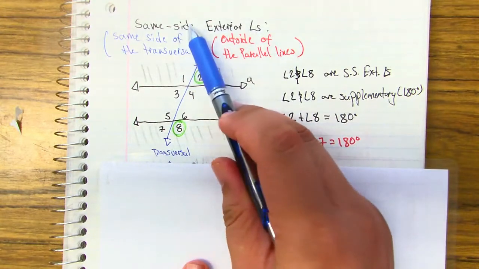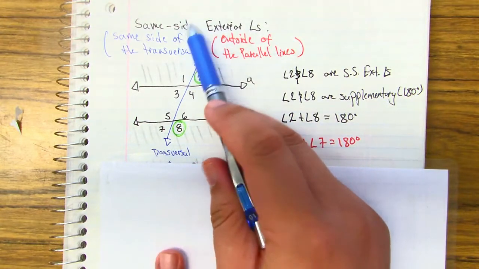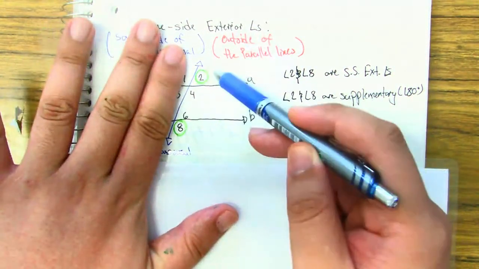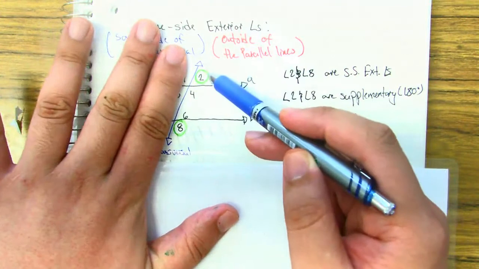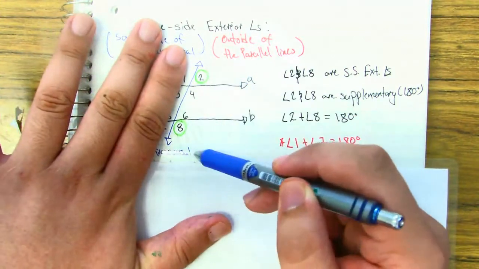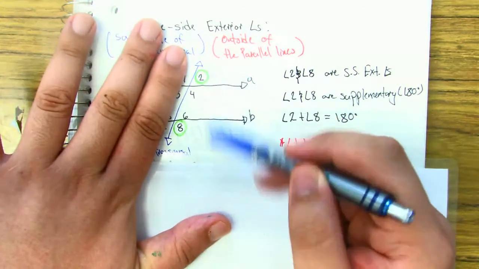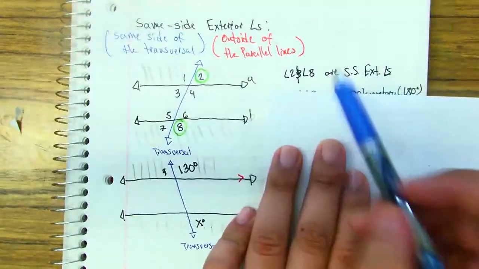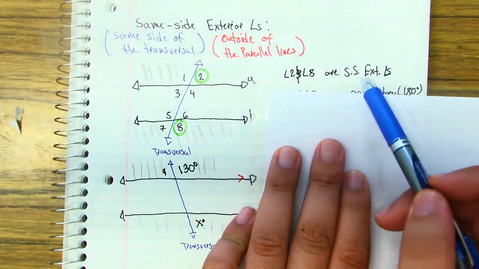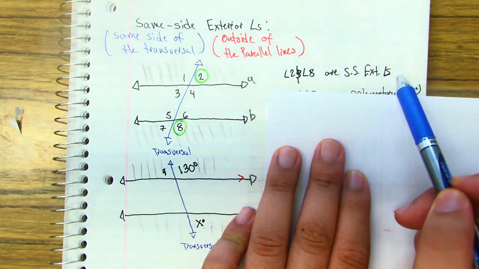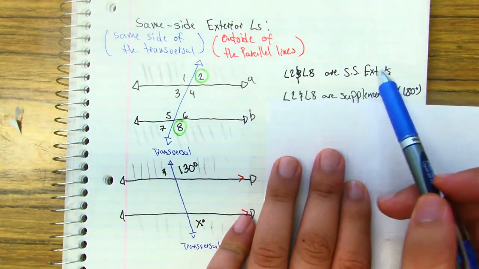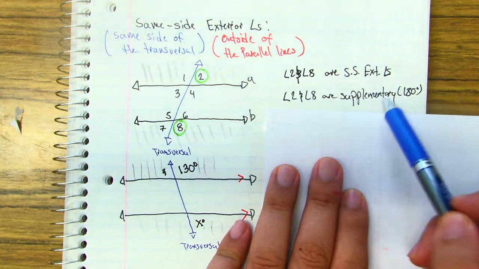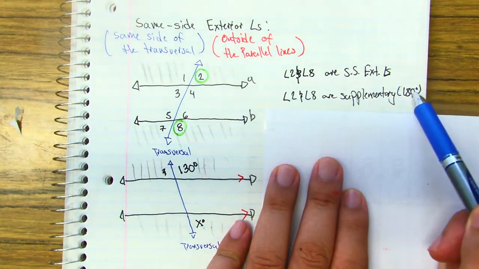Now we're going to work with pairs. The pair we're going to be working with is same side. We're working with angle 2 and angle 8 because they're both exterior angles and they're both on the right side of the transversal. So with that knowledge, I can say that angle 2 and angle 8 are same side exterior angles, and that they are supplementary, which means, again, 180 degrees.